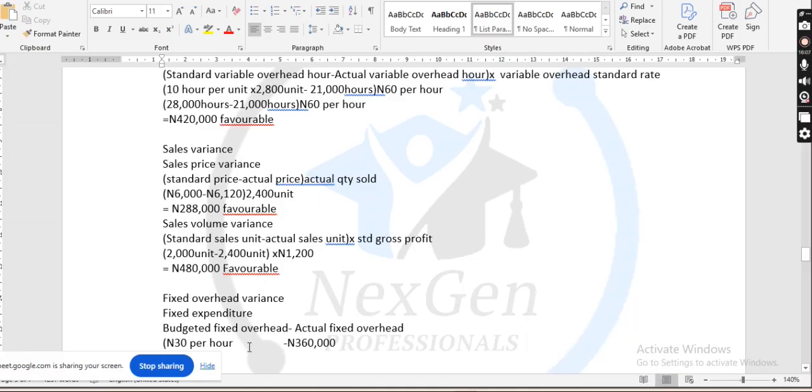Now, since we're given 30 naira per hour, right? 30 naira what? Per hour. Now, what is the actual hour? Check it from the question. What is the actual hour?